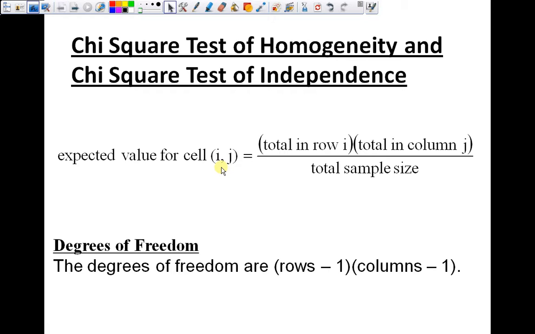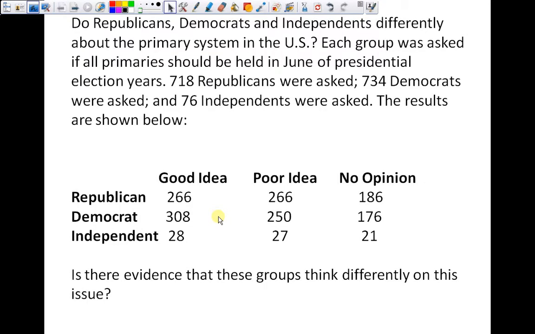The other type of chi-square test we're going to do is basically two different tests, but they're run the exact same way, and I'll talk about what the difference is. The chi-square test of homogeneity and the chi-square test of independence. Again, I'm going to show an example, but to get the expected value for a cell, you're going to take the row total times that column total, and then divide it by the table total, the total sample size. And the degrees of freedom here are rows minus 1 times columns minus 1. So we'll look at an example.